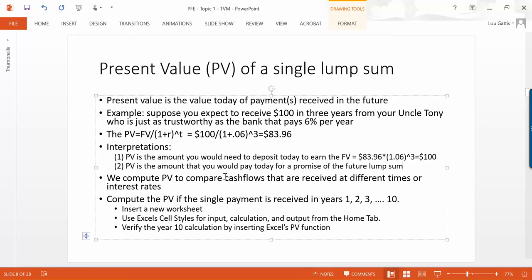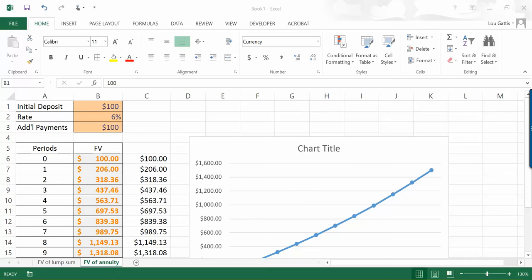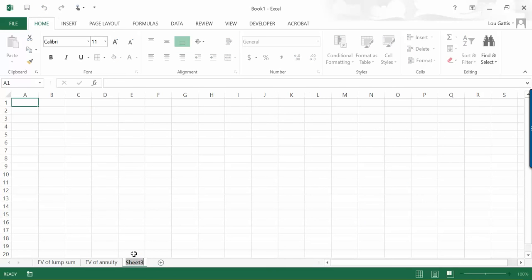So what we're going to do is something a little bit different. We're going to calculate the present value of receiving $100 in year 1, 2, 3, 4, 5, or up to 10. So let's go ahead and do that. And again, this is just a single payment. I'm going to add a worksheet. I'm going to call it PV of lump sum.